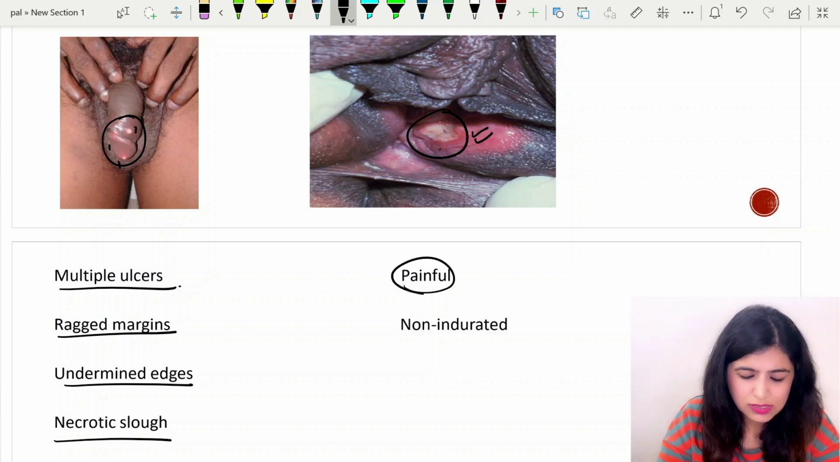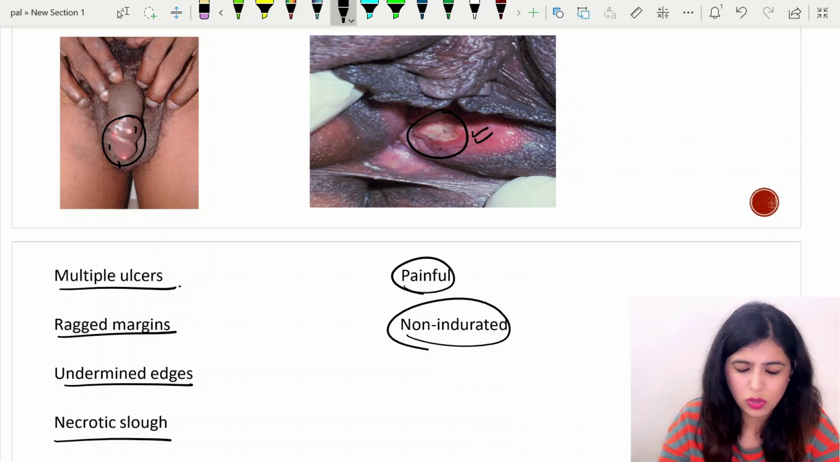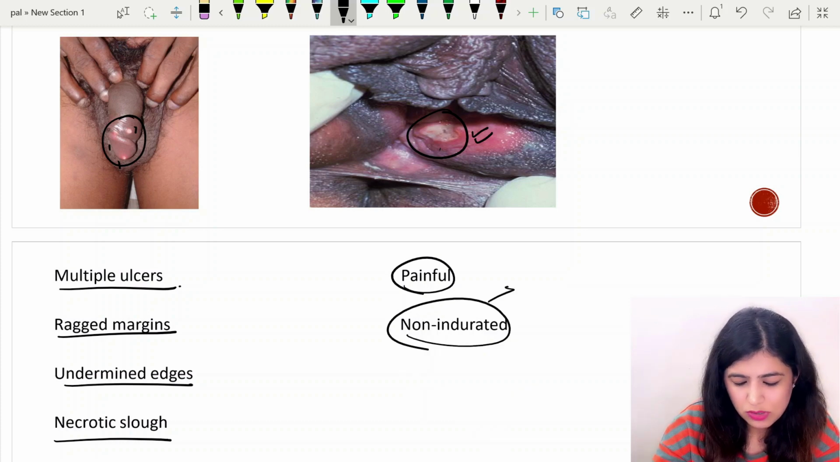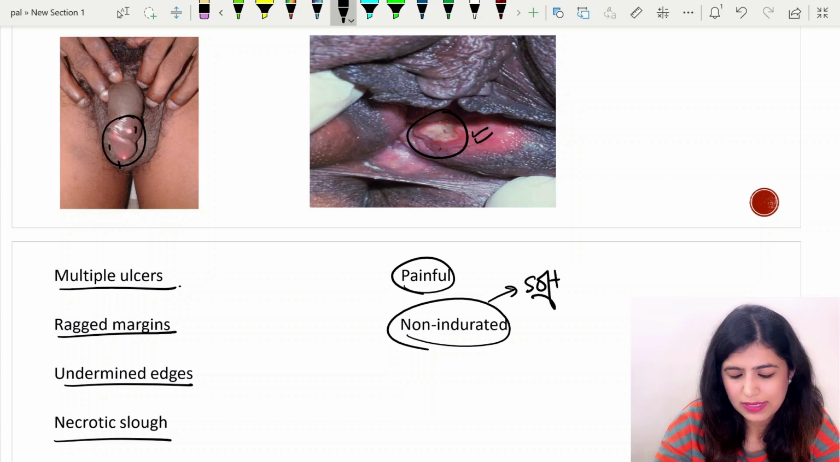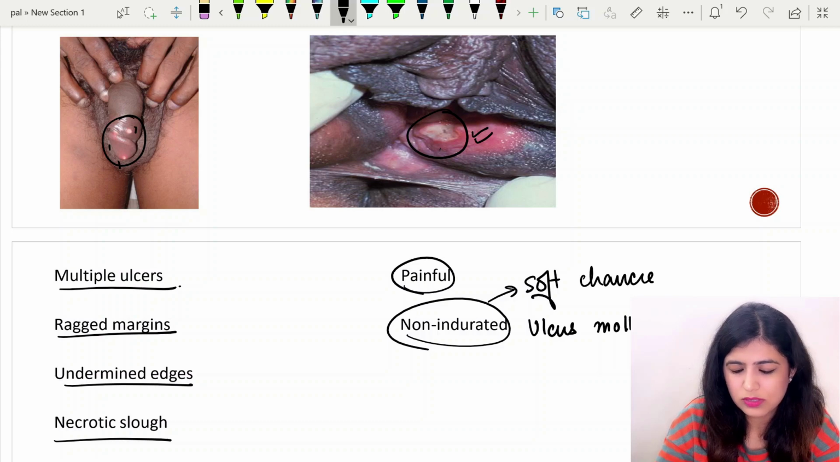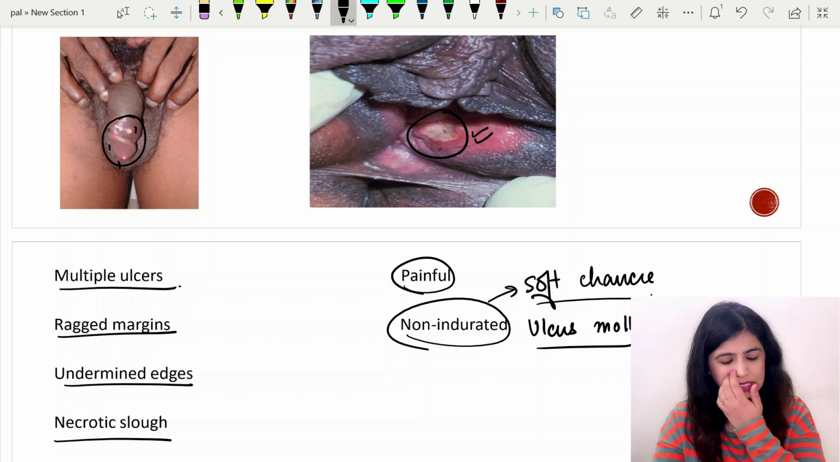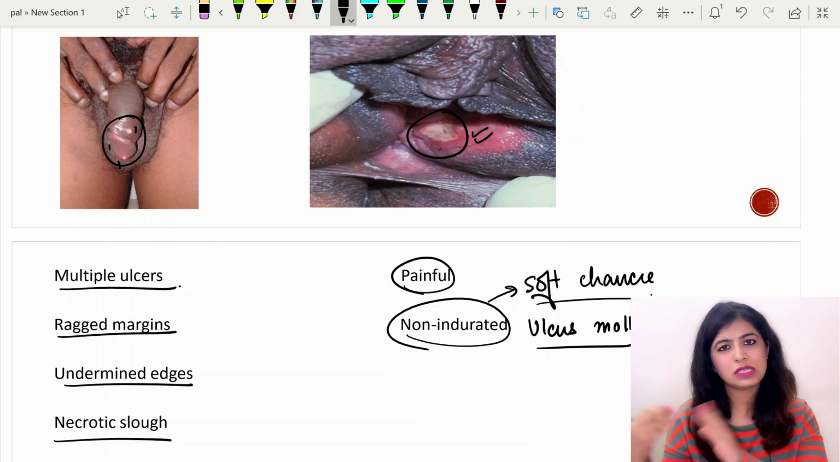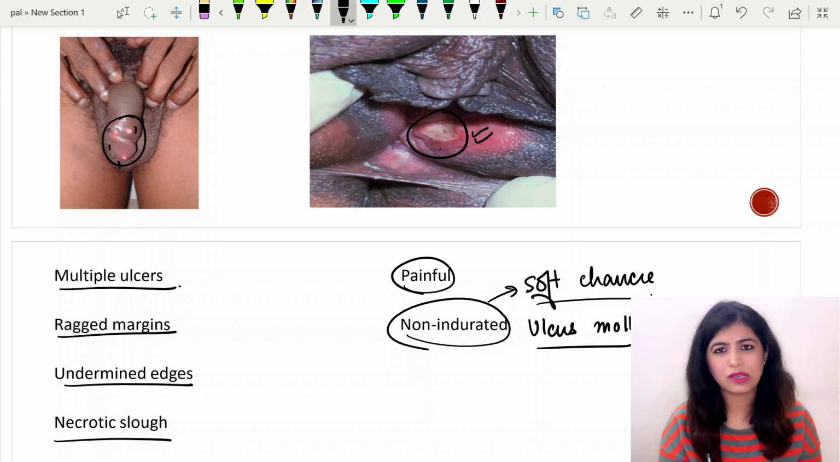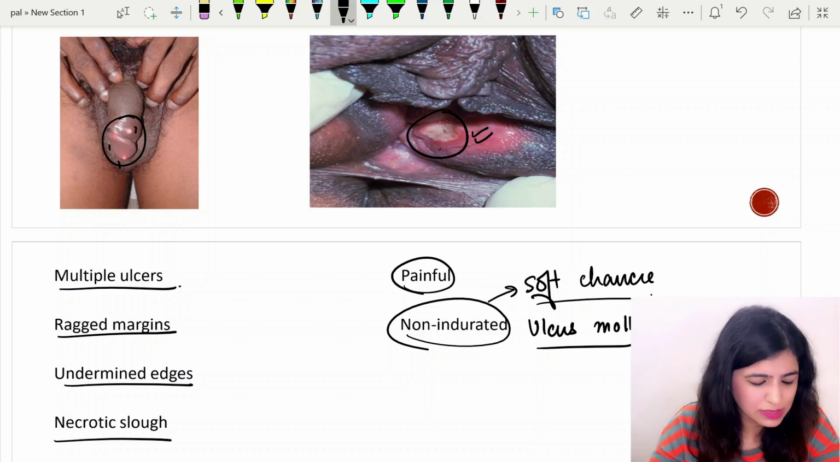When you touch the ulcer, intensely painful, non-indurated. Because it is non-indurated, it is also called soft chancre, also called ulcus mole. So you should know these synonyms: soft chancre and ulcus mole. So what is hard chancre? Hard chancre is syphilis. In fact, syphilis and chancroid are poles apart. Everything that I've written here about chancroid will be opposite in syphilis.